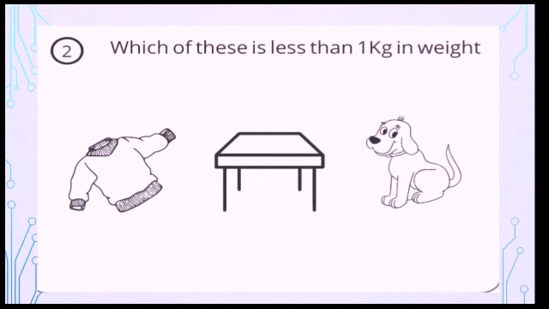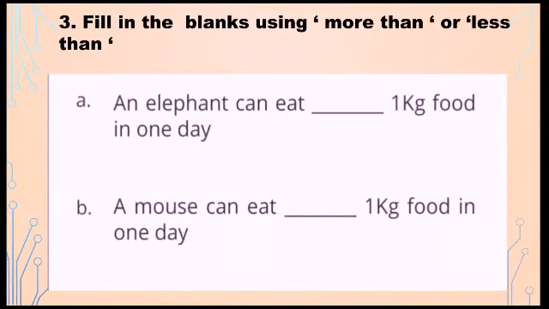So from this we can easily understand how, in practical life, we can measure things. Now let us discuss our third question. It is very interesting and very easy. Fill in the blanks using more than or less than. A number question is given. An elephant can eat dash 1 kg food in one day. More than 1 kg food in one day or less than 1 kg food in one day.